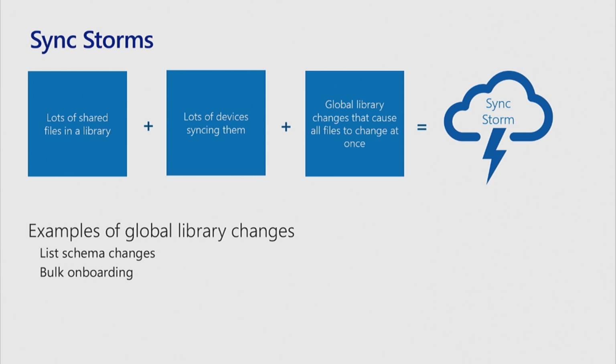The main example that we see of a global library change is a list schema change. And Andy talked about this a bit, but that's if you add or delete a column in your SharePoint library. What happens is we have code in the service that runs and takes the value of that new column and sticks it in the files, every single file. And it's a super powerful feature, but it causes all the files to change.